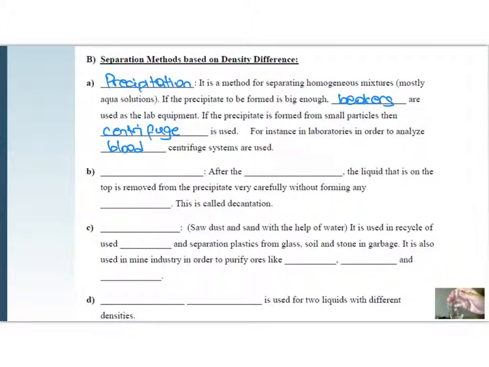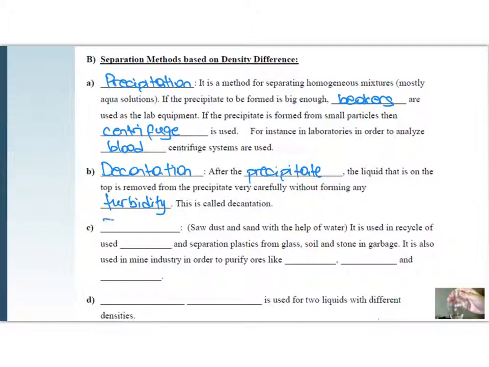Next one, decantation. After the precipitate forms, the liquid that is on the top is removed from the precipitate very carefully without forming any turbidity. This is called decantation.